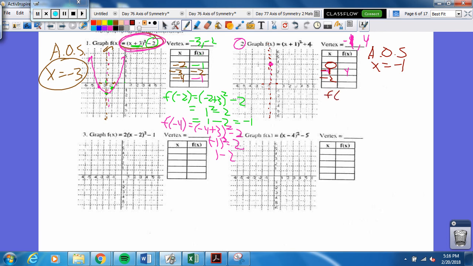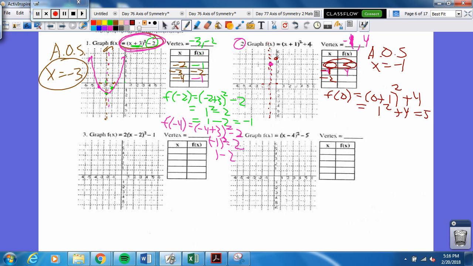So f of 0 is going to be 0 plus 1 squared plus 4, which is 1 squared plus 4, which is 5. Got it, 0, 5. Also, the y-intercept right there. Okay, that's a little bonus.